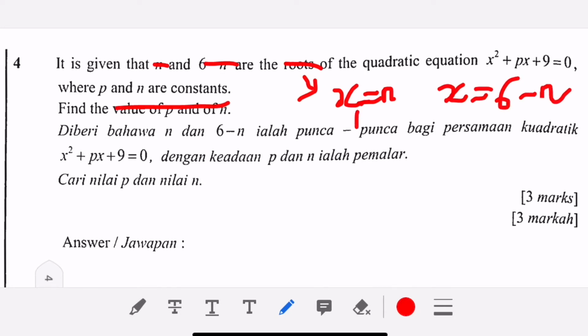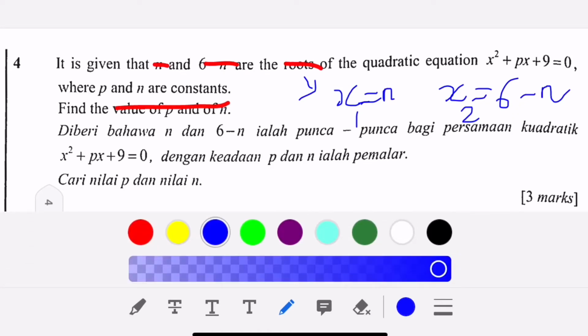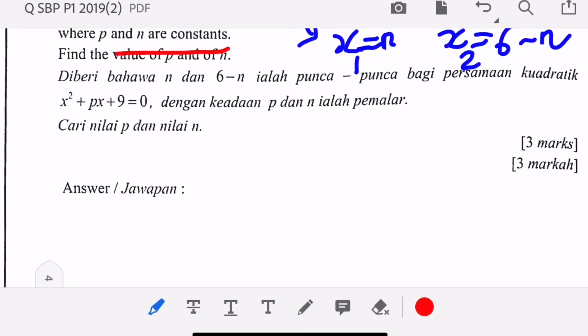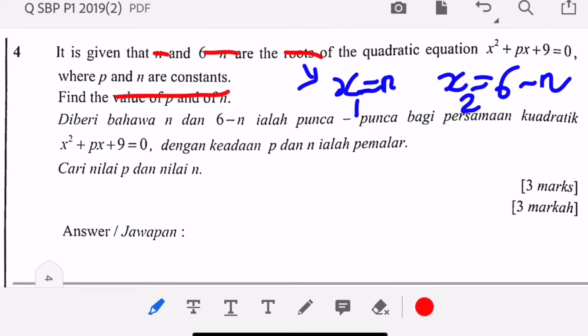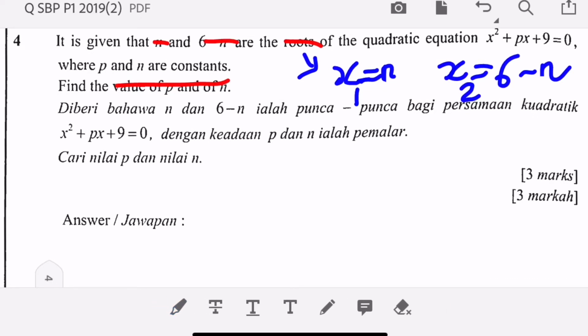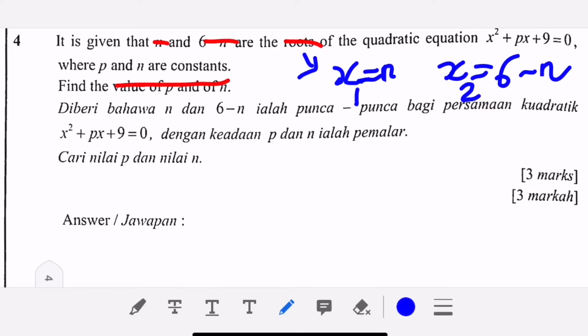Okay, so we want to write down the roots. And the roots, you can write as x1 or x2. The x1 is your alpha actually. You can say alpha. And the x2 is your beta. So we say alpha plus beta. So when you take alpha plus beta, it means that you take the two roots and you sum up. So we call it SOR, sum of the roots. So the sum of the roots equals negative B over A. So we will take n plus 6 minus n, which are the roots.